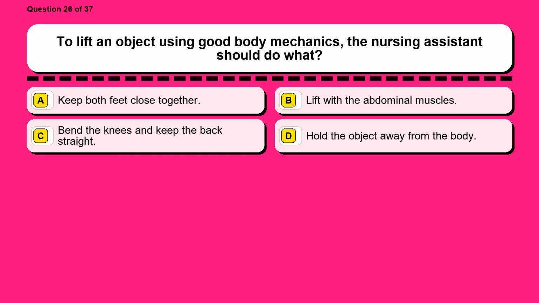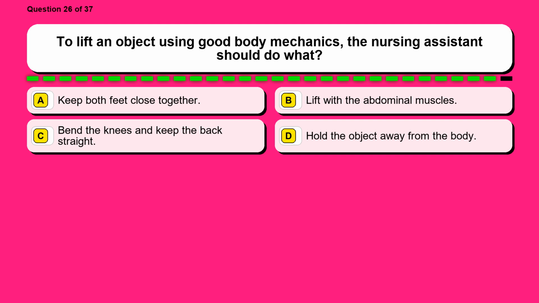Question 26. To lift an object using good body mechanics, the nursing assistant should do what? Option A. Keep both feet close together. Option B. Lift with the abdominal muscles. Option C. Bend the knees and keep the back straight. Option D. Hold the object away from the body.